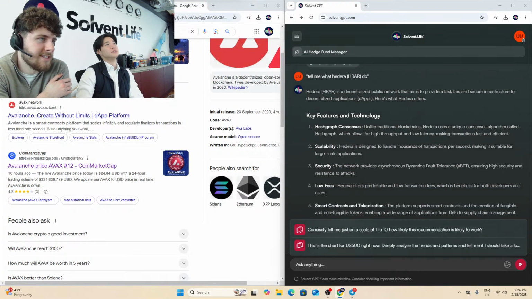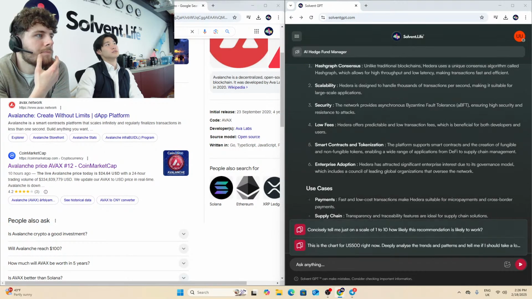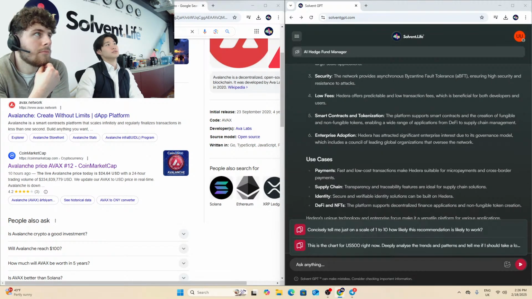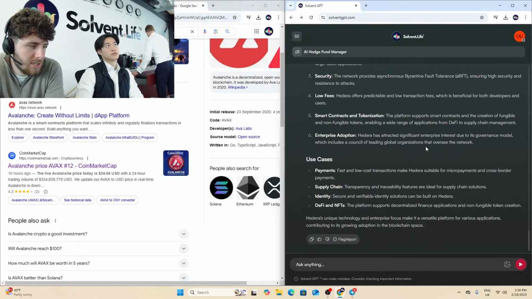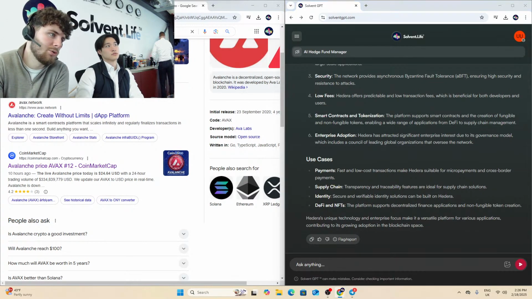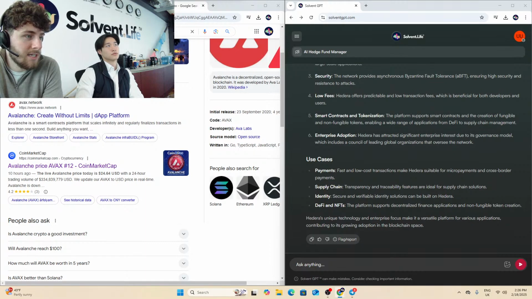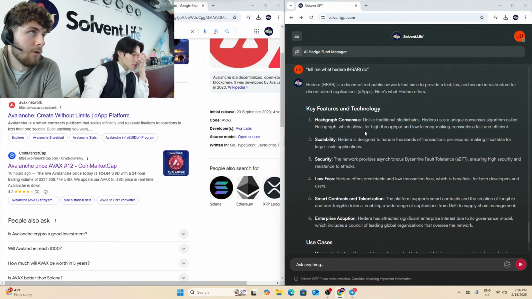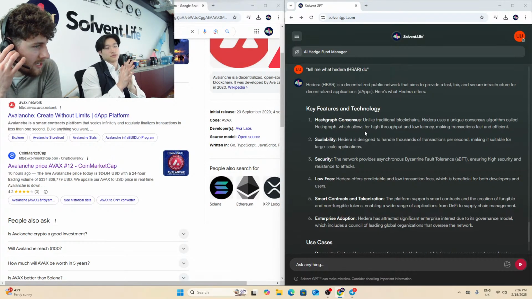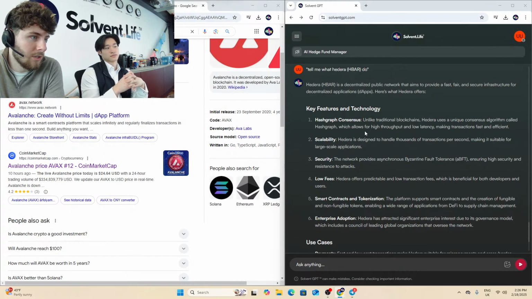Fantastic. So HBAR is a decentralized public network. In terms of what it's used for, it's mainly used for payments. Fast and low-cost transactions make Hedera suitable for micropayments and cross-border payments. Supply chain-wise, it's transparent and traceable, ideal for supply chain solutions. Identity: secure and verifiable identity features can be built on Hedera, which makes it a go-to for anything relating to security, again, cross-border transactions.